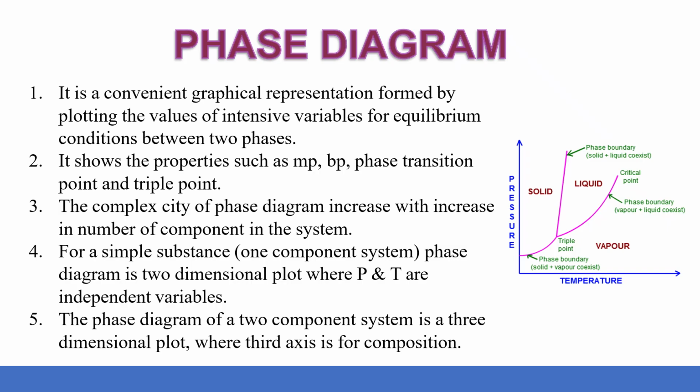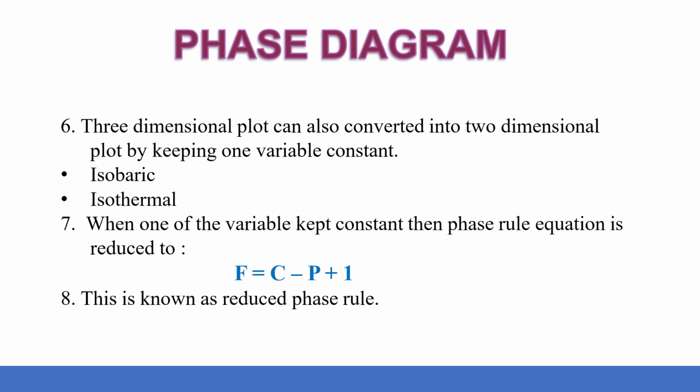For a simple substance, say for example a one component system, the phase diagram is two-dimensional, which is a plot where pressure and temperature are independent variables. The phase diagram of a two component system is a three-dimensional plot where the third axis is for composition. The three-dimensional plot can be converted into a two-dimensional plot by keeping one variable constant. When one of the variables is kept constant, the phase rule equation is reduced to F is equal to C minus P plus 1. This is known as the reduced phase rule.